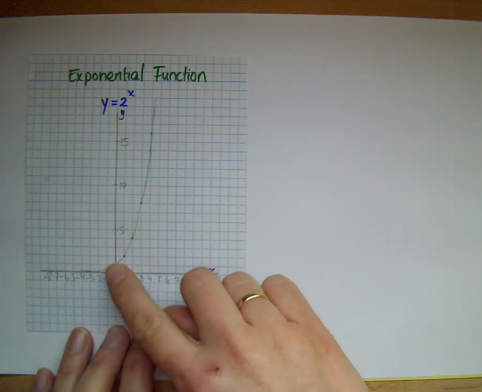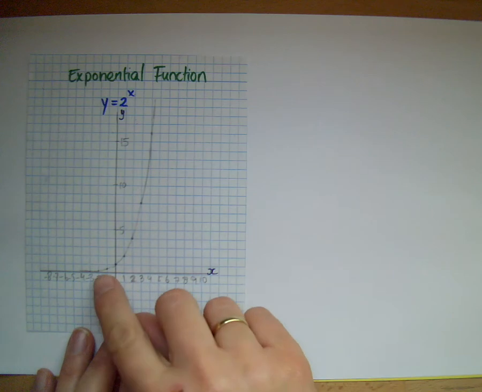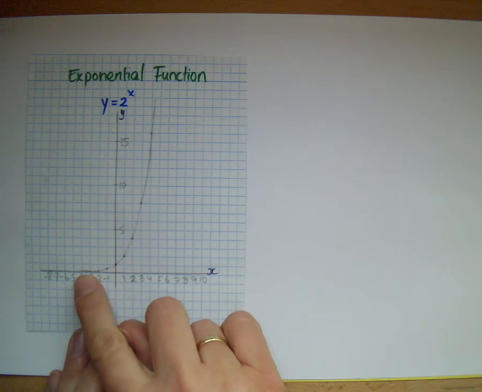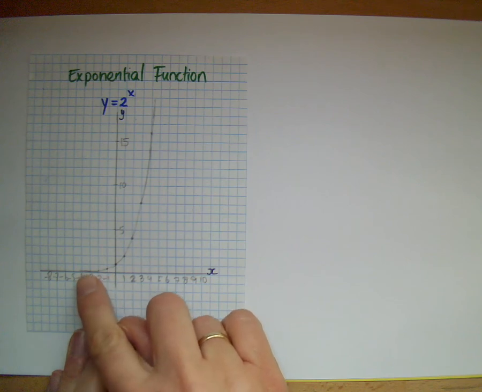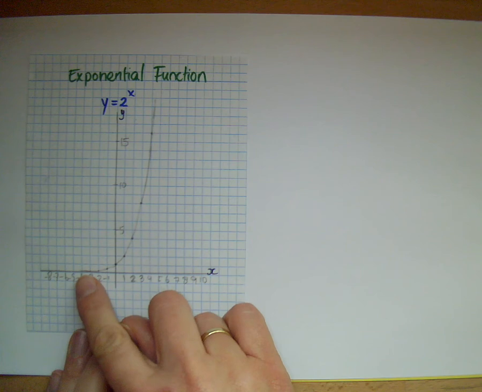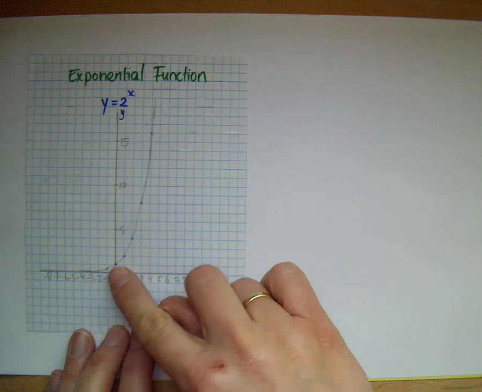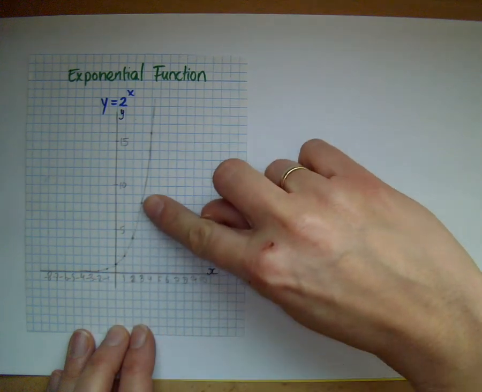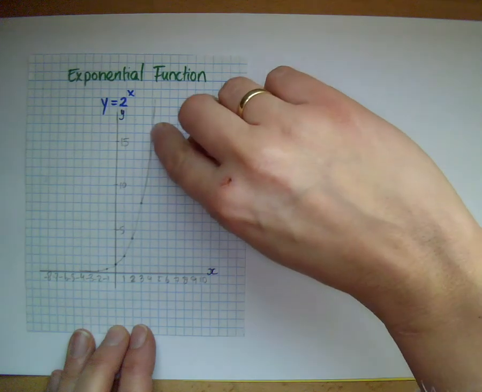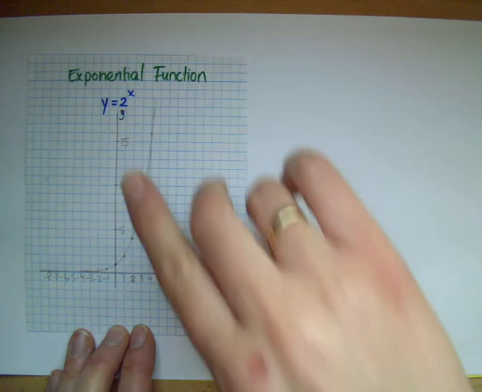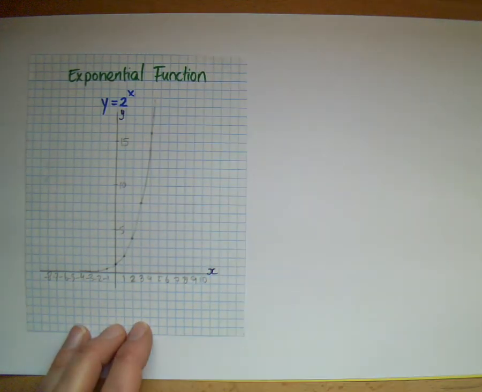The slope of this line keeps increasing. It starts off not growing very steeply. The line's not very steep here. Slope is low. It's positive, but it's very small. And the slope just keeps increasing. Up here, the line is very steep. Right? That's an exponential function.